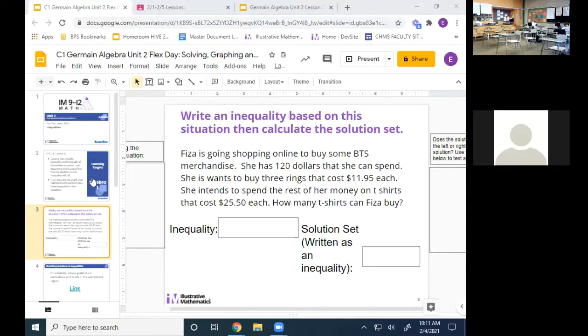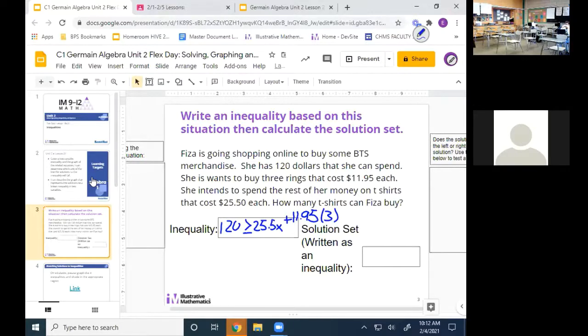Kyle, can you help me out with this inequality here? 120 is greater than or equal to 25.50 plus 11.95 times 3. Good. What do we think? Can I simplify this inequality? Connor, what do you think? Perfect. You could simplify it by multiplying 11.95 times 3.